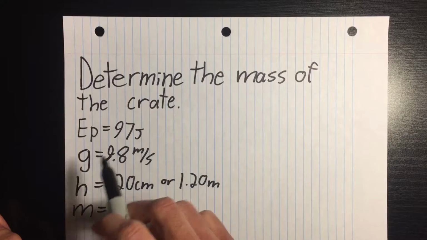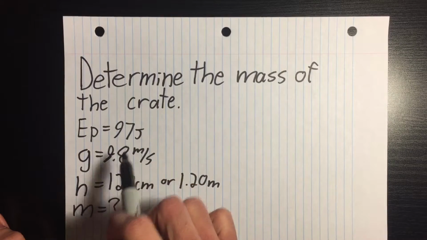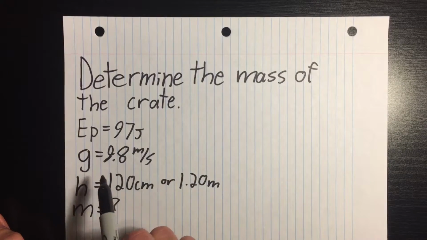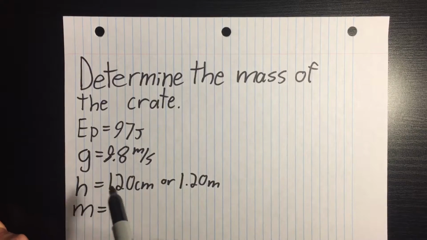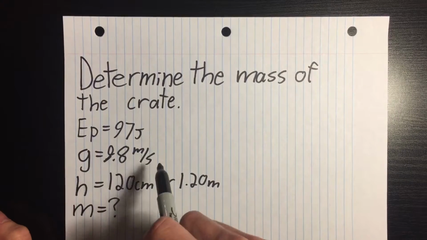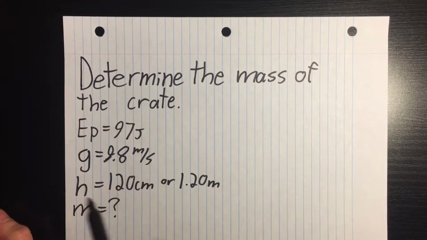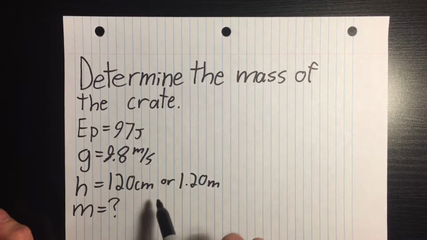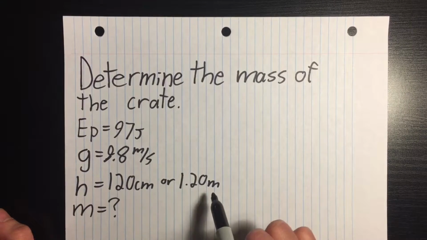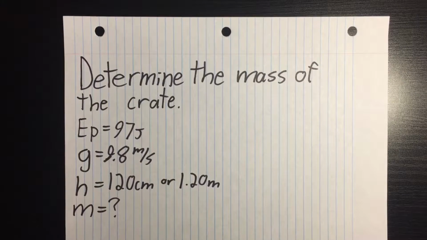So our potential energy we already know, which is 97 joules. And our gravity, the force of gravity, we know is 9.8 meters per second. Our height is 120 centimeters, which is 1.2 meters. And our mass, we don't know. That's what we need to determine.